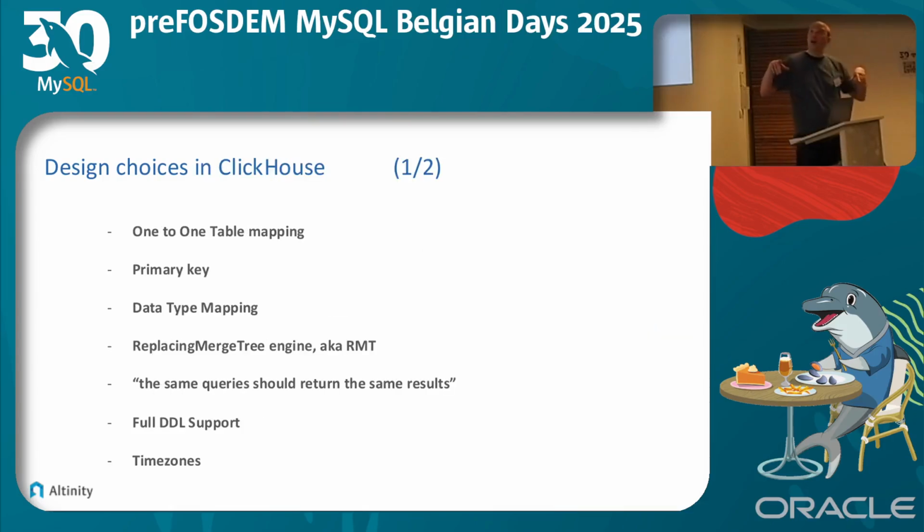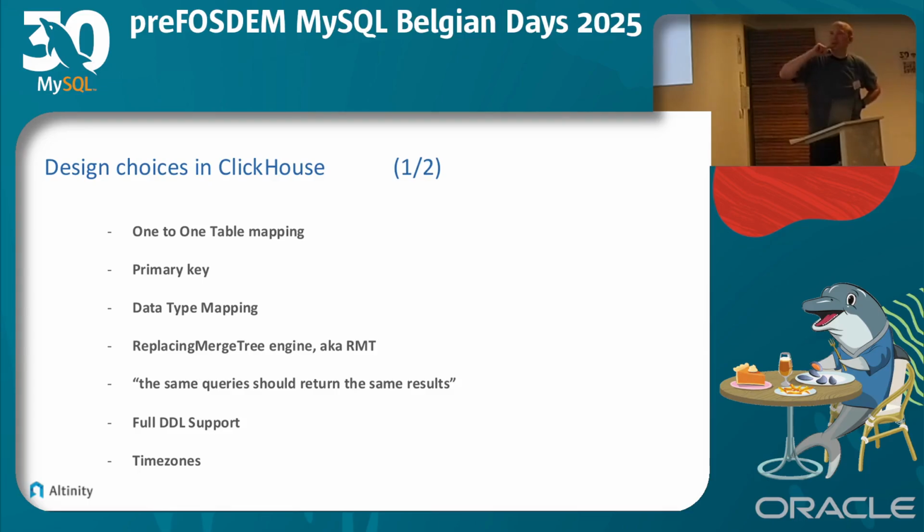In terms of other design choices, keep it simple, stupid: one table to one table, just like MySQL replication. Primary keys: if you don't have primary keys, it's very difficult to replicate. In the case of ClickHouse, it will be just one row, so everything will be in one row. We support all data types, and we use the ReplacingMergeTree, which I will abbreviate as RMT.